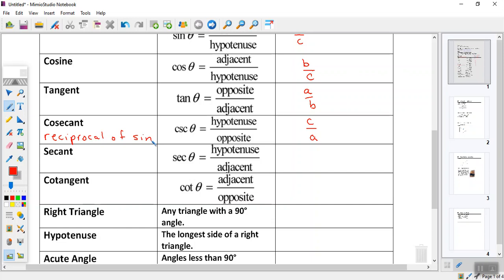Okay? Secant is defined by what over what? Well, what is the hypotenuse length? C over the adjacent. Okay, this is a weird one. I don't know why they did this. Makes no sense to me. But secant is really the reciprocal of what?